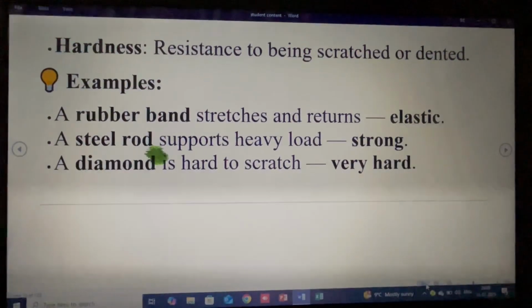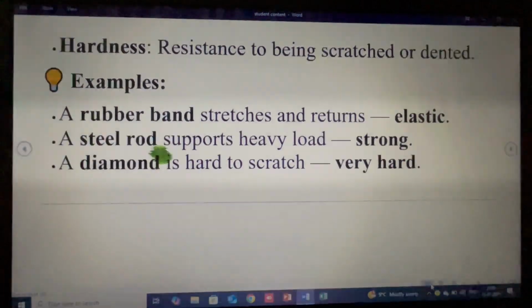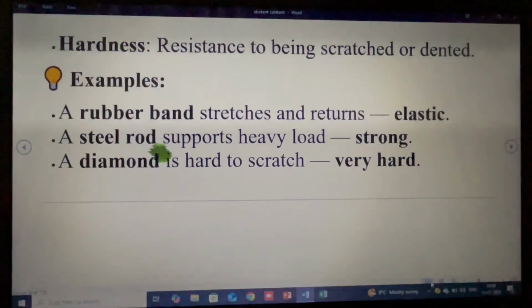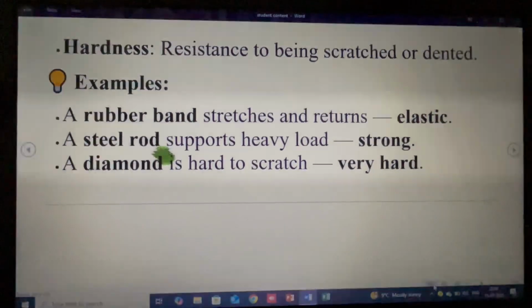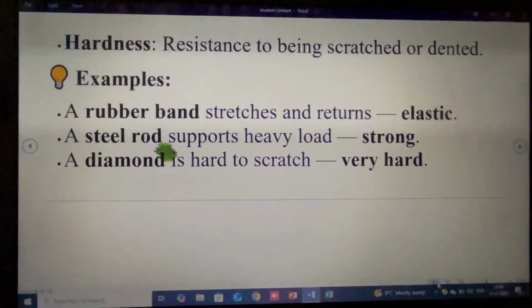For example, a rubber band stretches and returns. In this, it is elastic. A steel rod supports a heavy load. This is strong. Next, a diamond is hard to stretch. It means it is very hard.